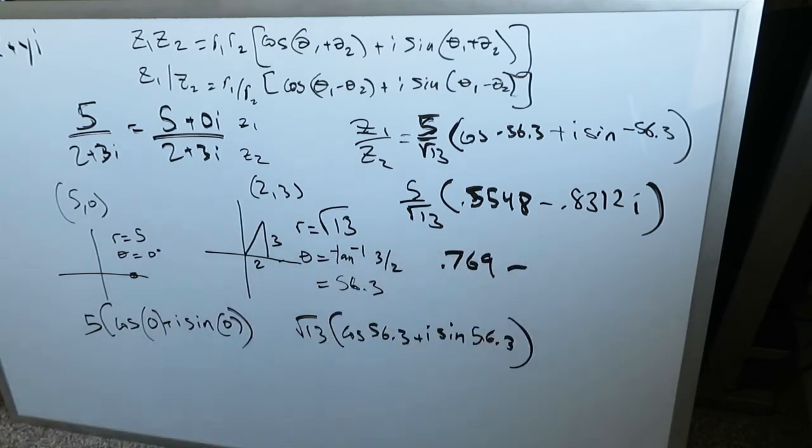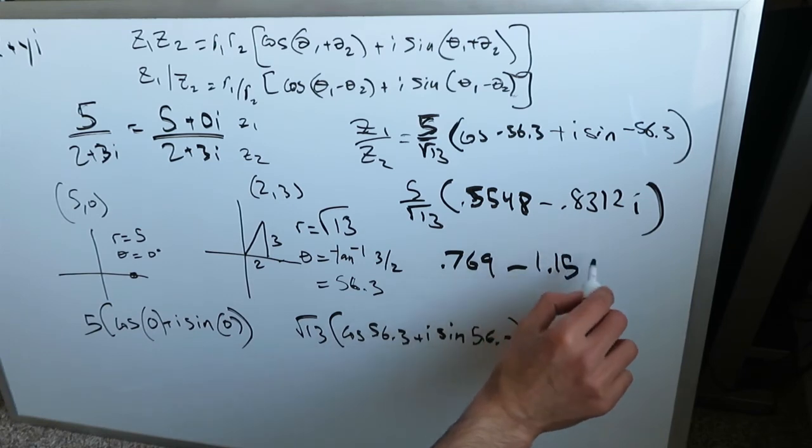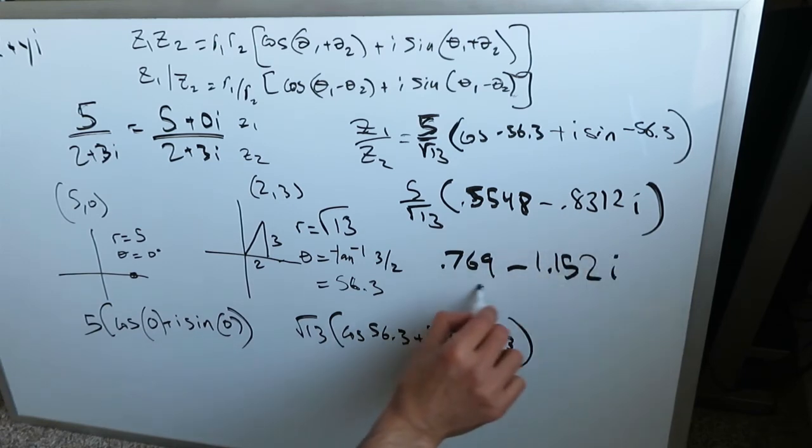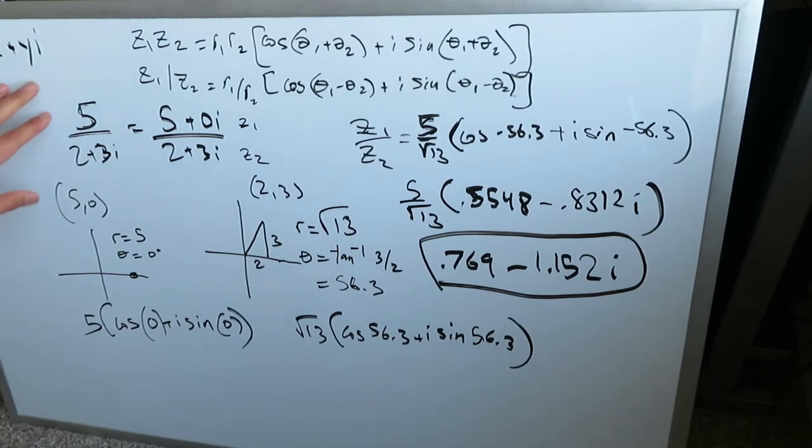0.769 minus, and over here for the last part I get minus 1.152i. Here is my answer. The division of 5 divided by 2 plus 3i, these two separate complex numbers, gives you this as your final answer: 0.769 minus 1.152i. It wasn't a hard question, just you had decimals come in, which kind of complicated your calculations, but the process was exactly the same.